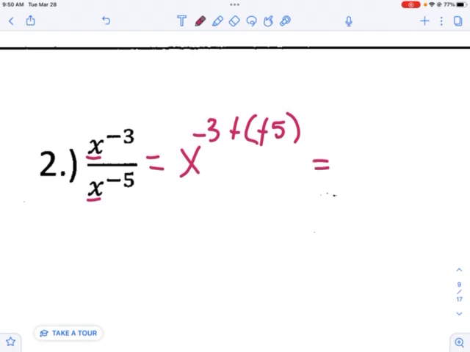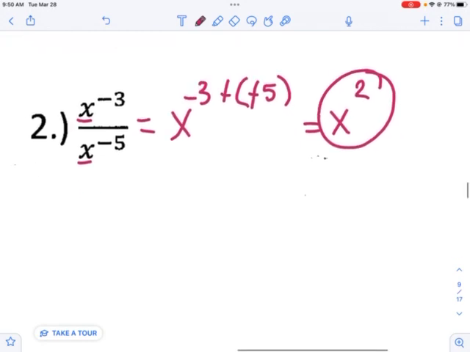So x to the negative 3 plus 5 is x squared. That should be my final answer. Well, let's think, what if we forget? Let's go ahead and rewrite the problem, and let's apply the negative exponent rule.